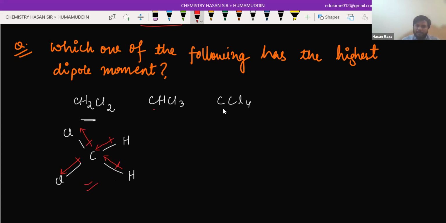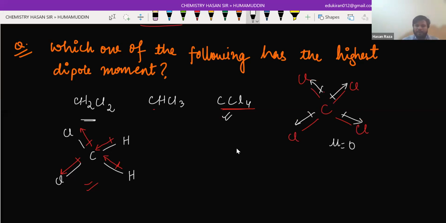In case of CCl4, it will be chlorine, chlorine, chlorine, chlorine. You can see each will attract towards itself. So here the dipole moment becomes zero. We did this, and mu equals 0 for CCl4.